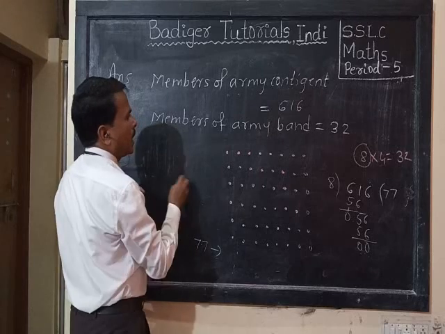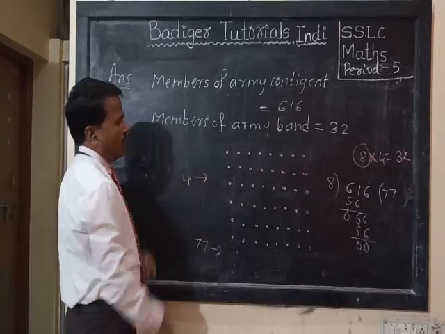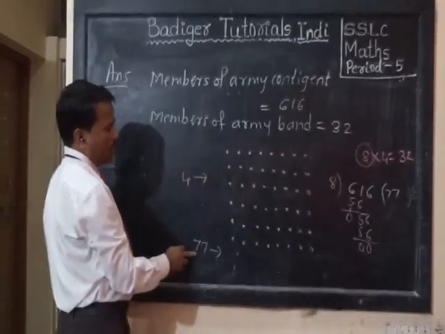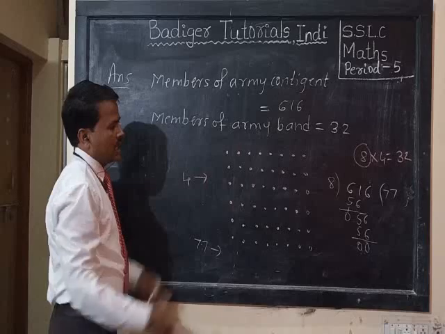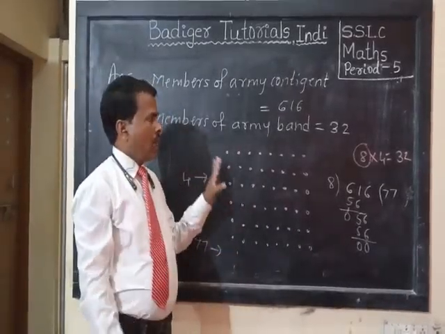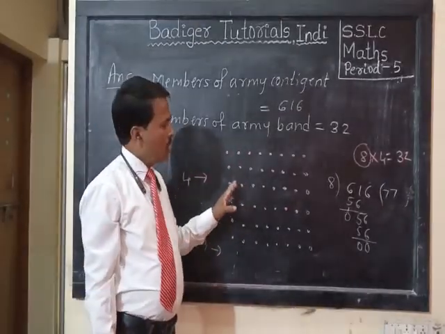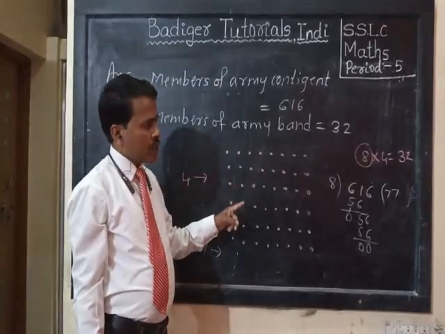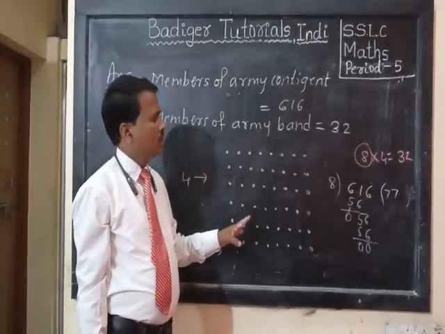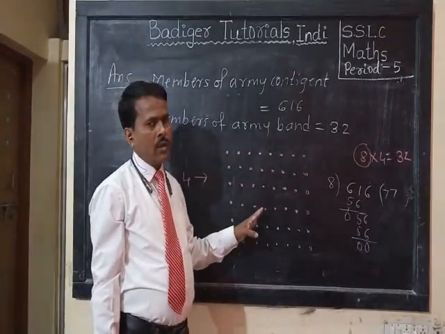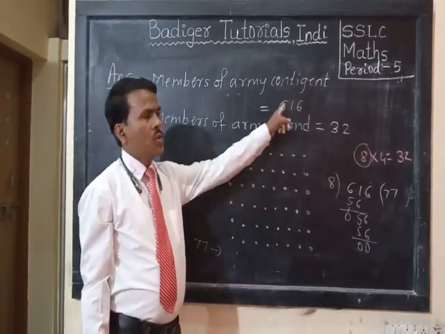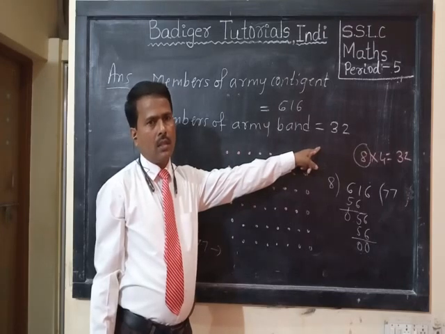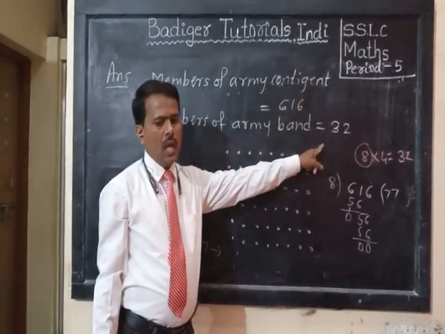Here, 8 columns. These are the members of the army band. These are the members of the army contingent. They will stand in this way. But I am making you understand the question. You might have understood. The question is to find the highest common factor, HCF, of these two numbers. HCF of these two numbers is the answer.